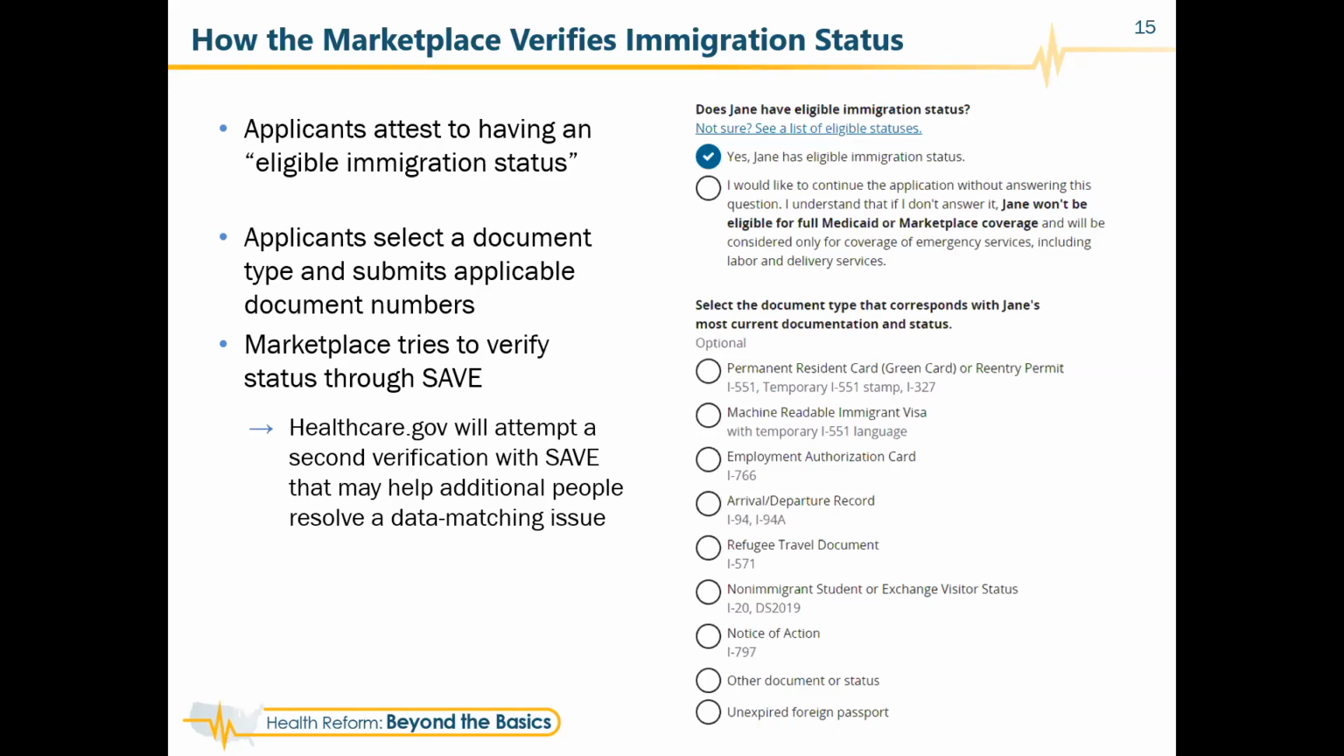So now let's look at how the marketplace verifies that consumers have immigration statuses that are considered lawfully present under ACA rules. Applicants who say they are not citizens will then be asked to attest to having an eligible immigration status. They will then be asked to select a document type and to provide relevant numbers from those documents. Healthcare.gov then uses those numbers to match with information in the SAVE program, the same program that I talked about beforehand that is also used to verify citizenship of naturalized citizens.